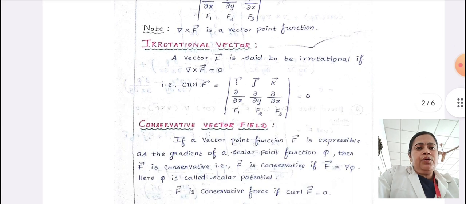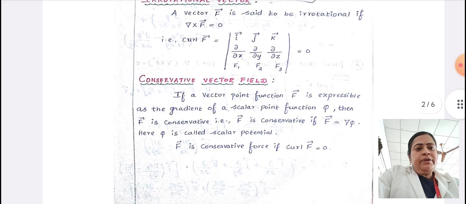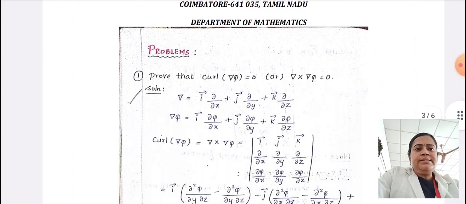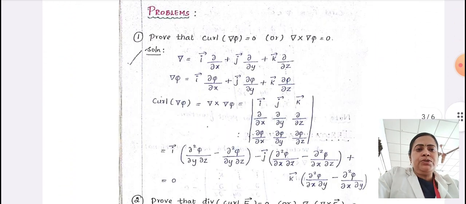Whenever del cross f or curl f vector equals 0, it is called an irrotational vector. Curl f vector equal to 0 also means f vector is a conservative force. So if f vector equals del phi, then f vector is a conservative force if curl f vector equals 0. Based on these definitions, let us see some problems based on the properties.